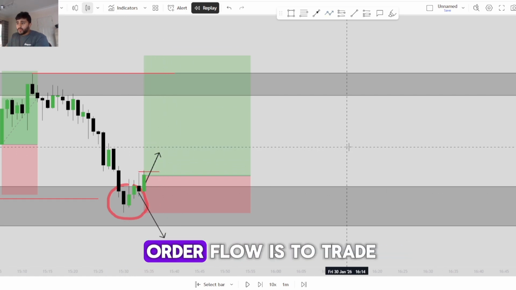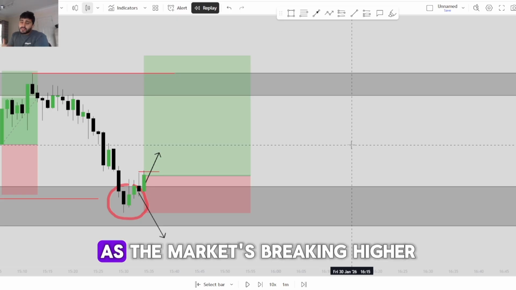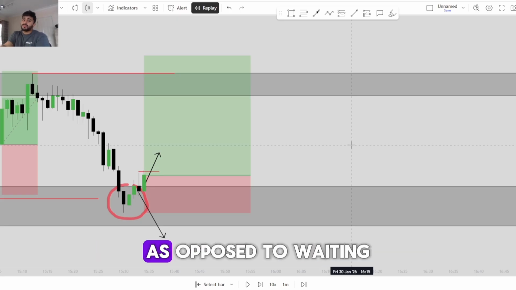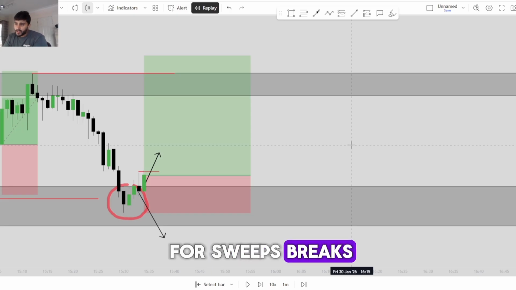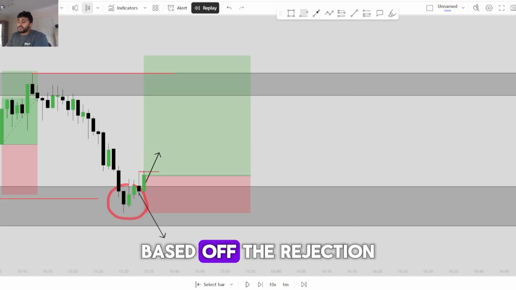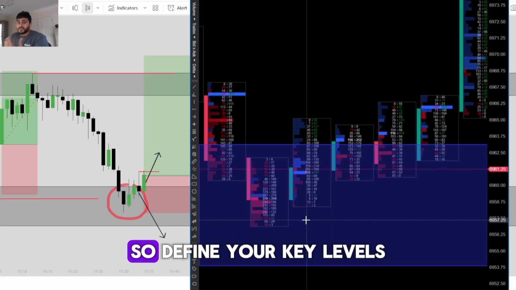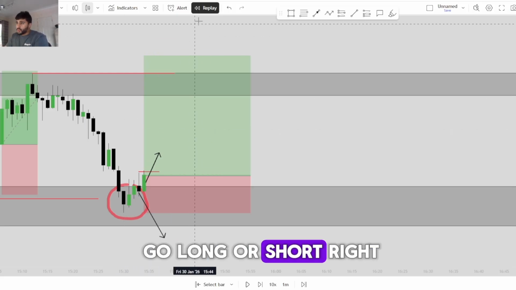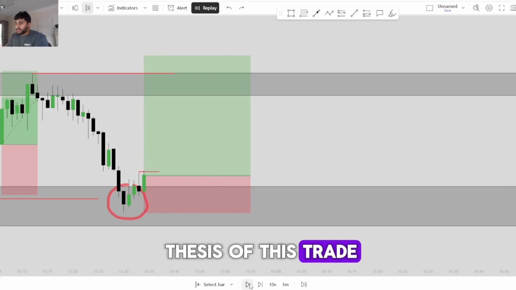And the secret with order flow is to trade as the market's breaking higher with the order flow confirmation, right? As opposed to waiting for sweeps, breaks, fair value gaps, and SMT divergences. You don't need to focus on that. You just want to focus on entering based off the rejection of buyers or sellers, right? So define your key levels, wait for price to come into your key levels, and then look to go long or short, right? And that was the thesis of this trade.